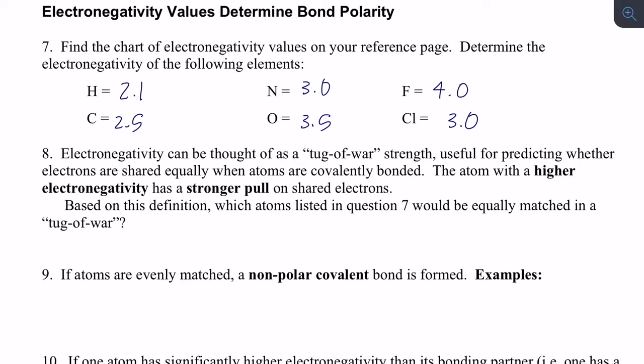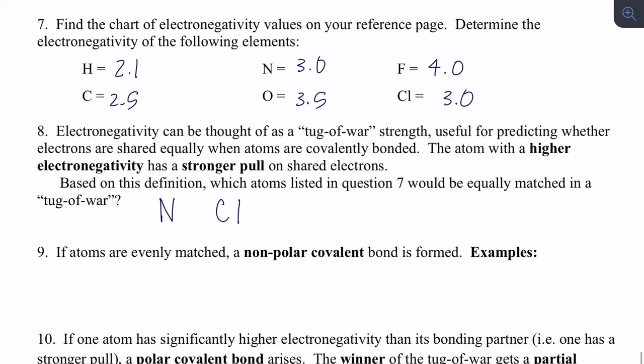Based on this definition, which atoms listed in question 7 would be equally matched in a tug of war? So ones that are the same. So the ones that are the same for us are nitrogen and chlorine. They both have 3, which means the electrons are going to be shared evenly. If atoms are evenly matched, then a nonpolar covalent bond is formed.